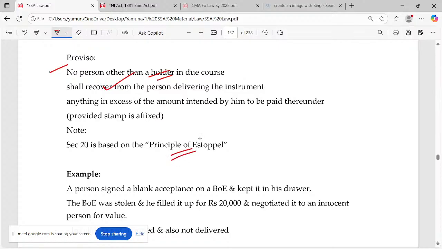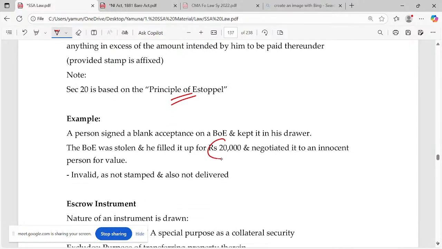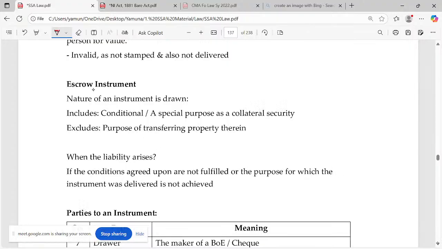You don't go word by word. I have discussed everything in detail. Instead of 10,000, I have taken 20,000 over here. An escrow account is probably made for some conditional or specific purpose, and it will be considered as a collateral security. Otherwise, escrow is for some special or specific purpose. So when the condition is not fulfilled or the purpose is not achieved, we can go for that, as the liability is arising.